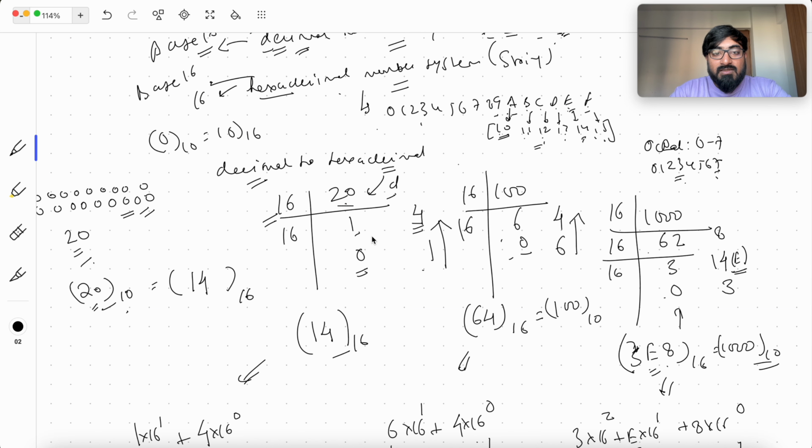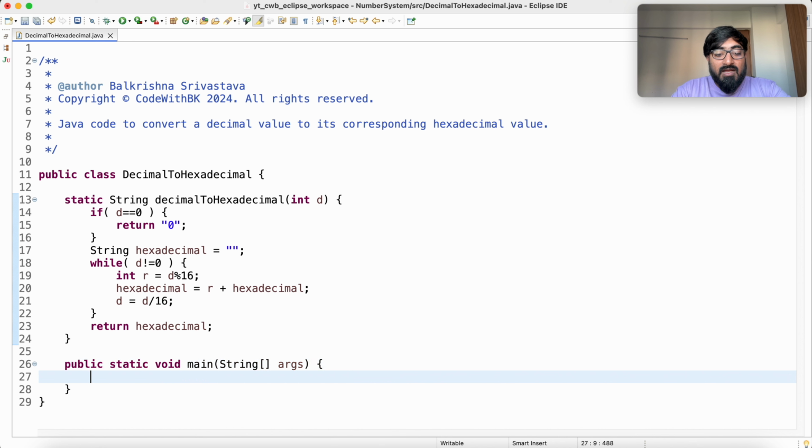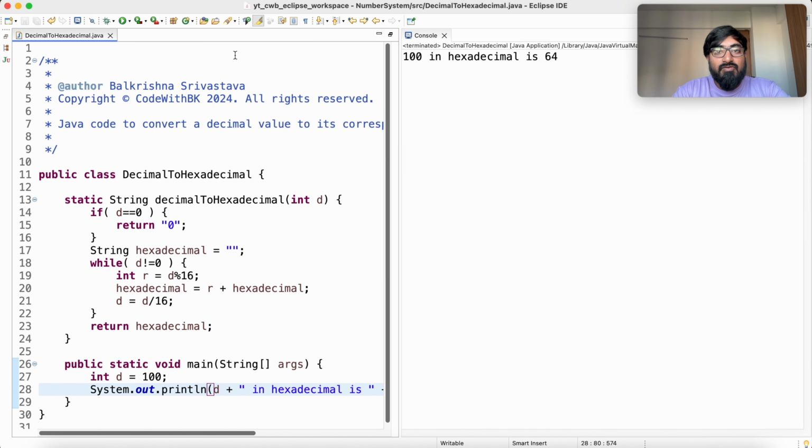So this single iteration is basically this single step where we are finding the remainder, then finding the quotient when d is divided by 16 and storing it back into d. Finally, returning the hexadecimal value. Let me just test this. I'm going to run and show you this in a moment. So int d is say 100, and the hexadecimal is decimal to hexadecimal d. This should come out to be 64.